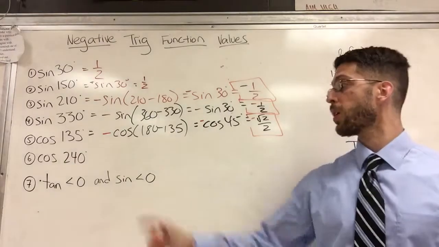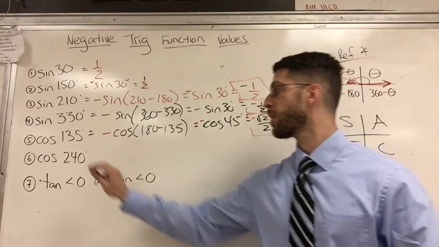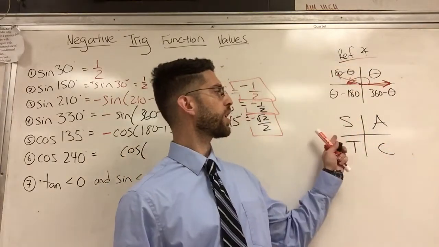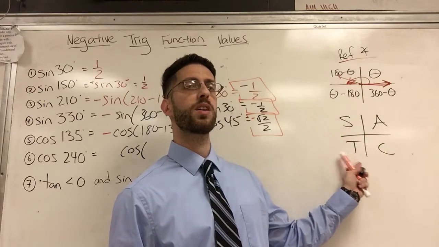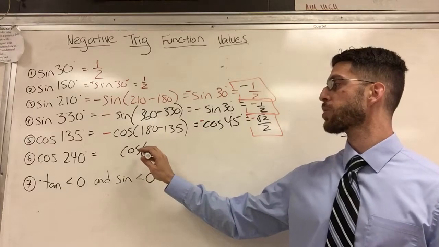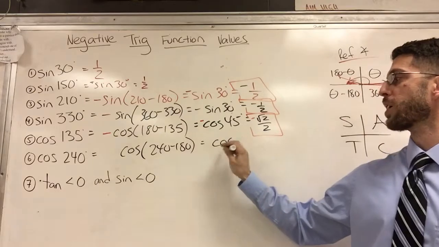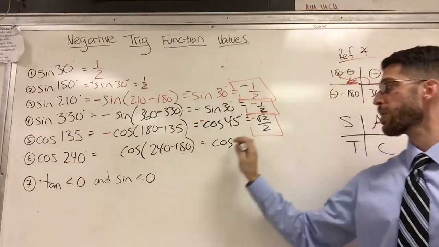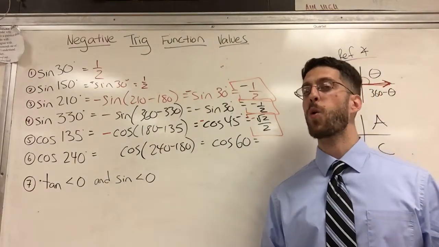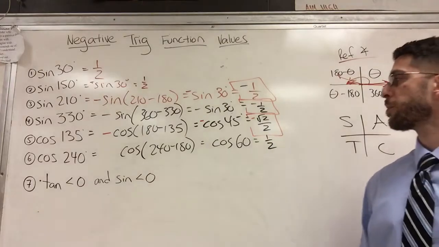Alright, let's go on. Cosine 240, where is it, and is it positive or negative? So I'm thinking it's the same as the cosine of, where is 240? This is 180, this is 270, so 240 is a 3rd quadrant angle. So that's going to be cosine of 240 minus 180, which is the same as the cosine of 60 degrees. And check your table, the cosine of 60 degrees, I hope, is 1/2. What a coincidence.